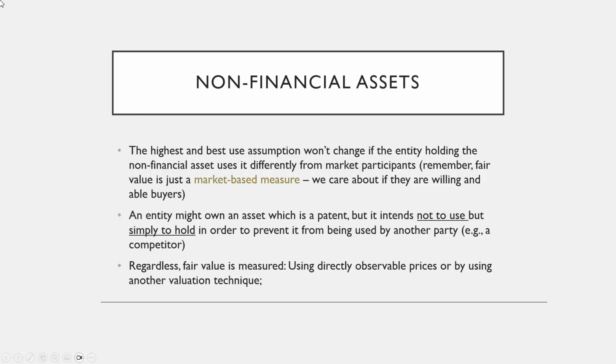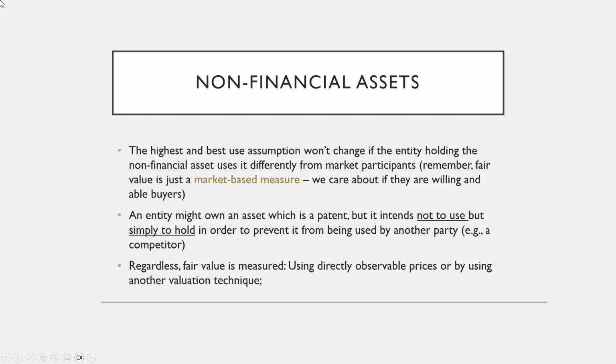So the highest and best use assumption is for non-financial assets, and it doesn't change if entity X is holding the non-financial asset, for example a patent, and entity Y is holding that asset. I'm thinking of IFRS 9.